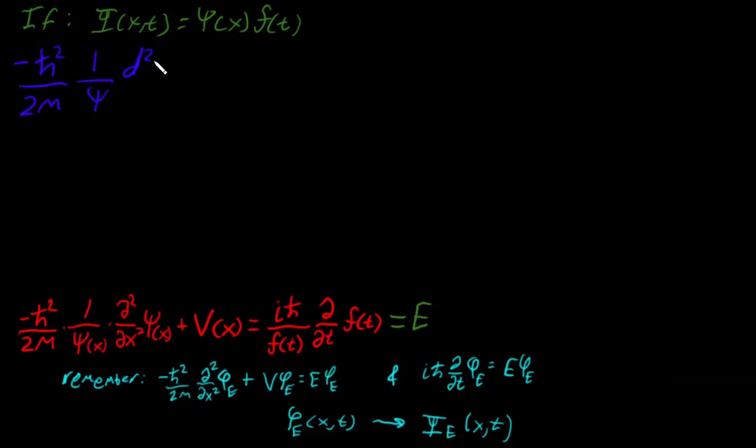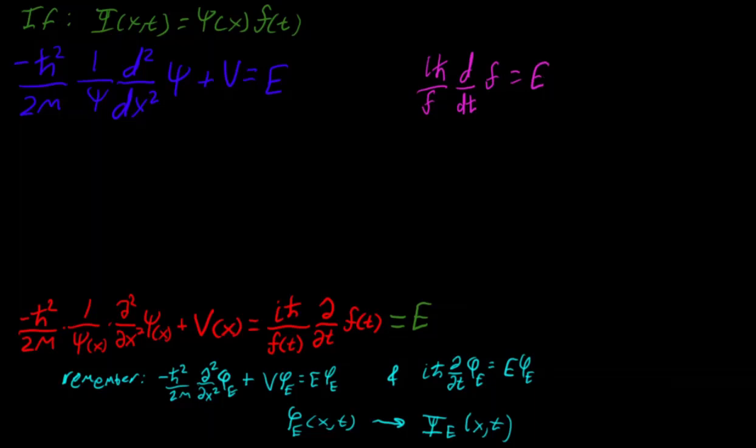So I'll write d squared by dx squared psi plus V equals E. This is our x version of the equation. Remember, we can just use ordinary derivatives because we don't have any time to deal with. Now, let's write in this pink the time part of the equation. Again, we'll be able to get rid of the partial derivatives because we're only dealing with time. i h bar over f, d by dt of f equals E.